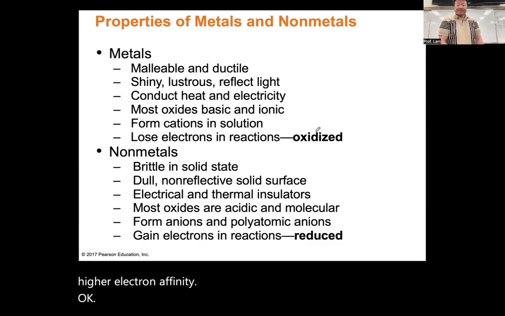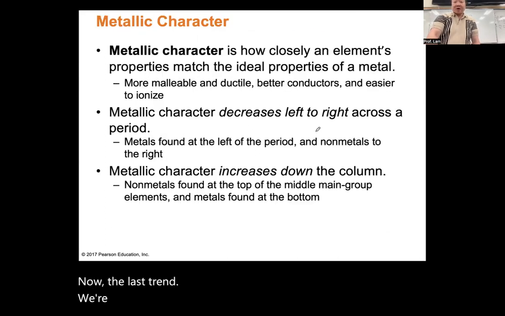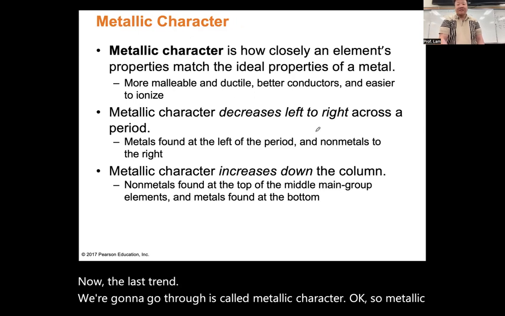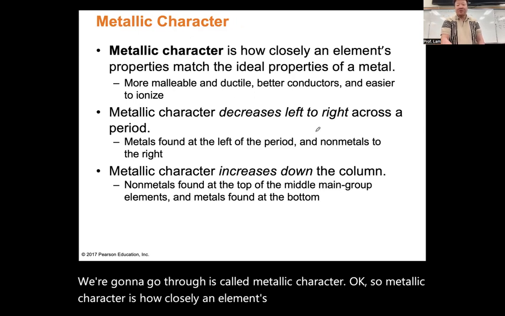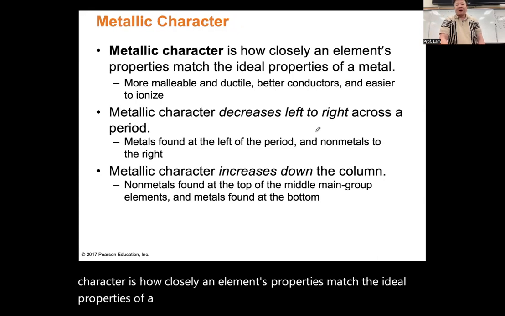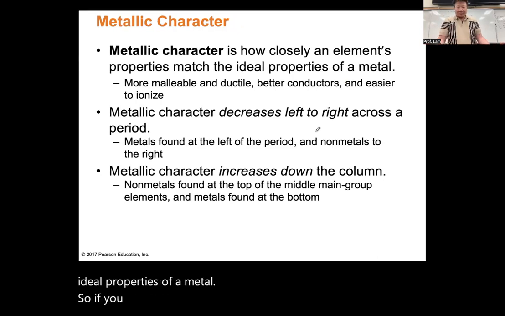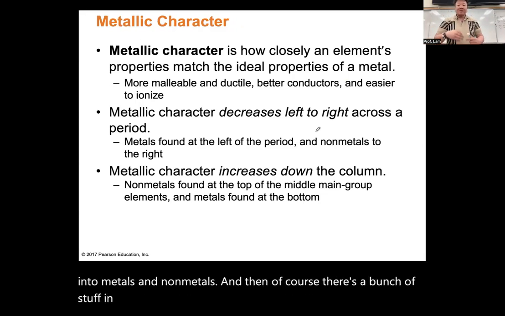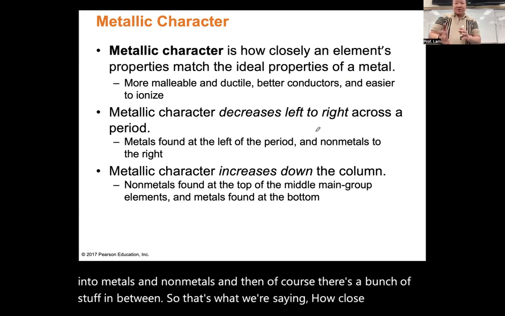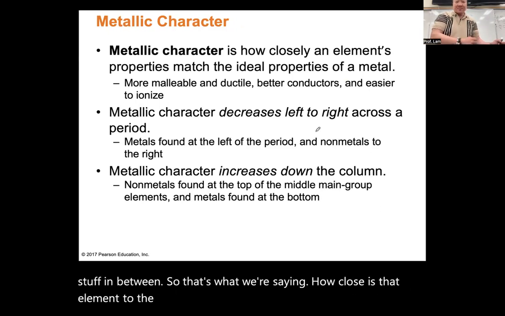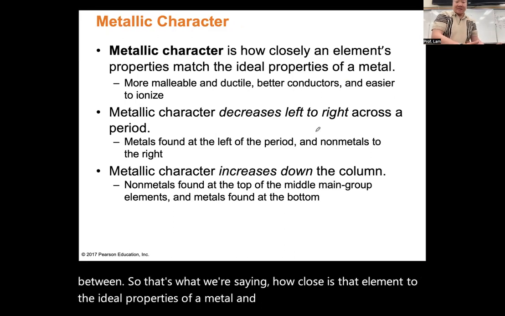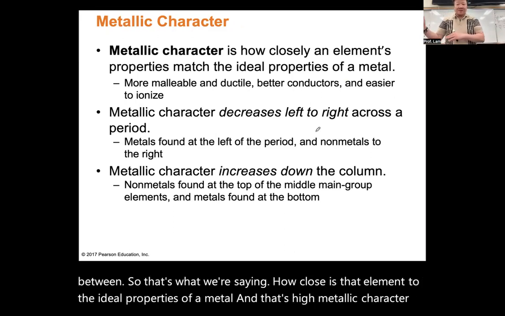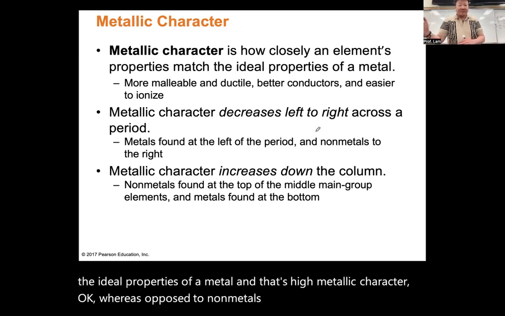Now the last trend we're going to go through is called metallic character. Metallic character is how closely an element's properties match the ideal properties of a metal. That's how we divide the periodic table into metals and non-metals, and then of course there's a bunch of stuff in between. So how close is that element to the ideal properties of a metal? That's high metallic character, whereas non-metals have low metallic character.